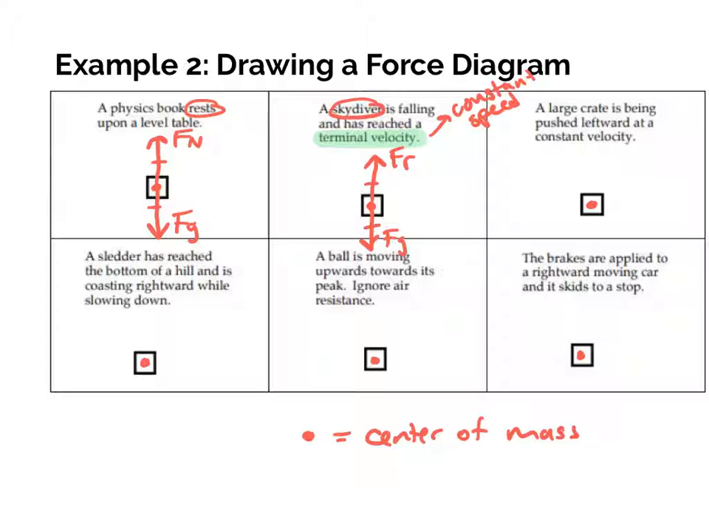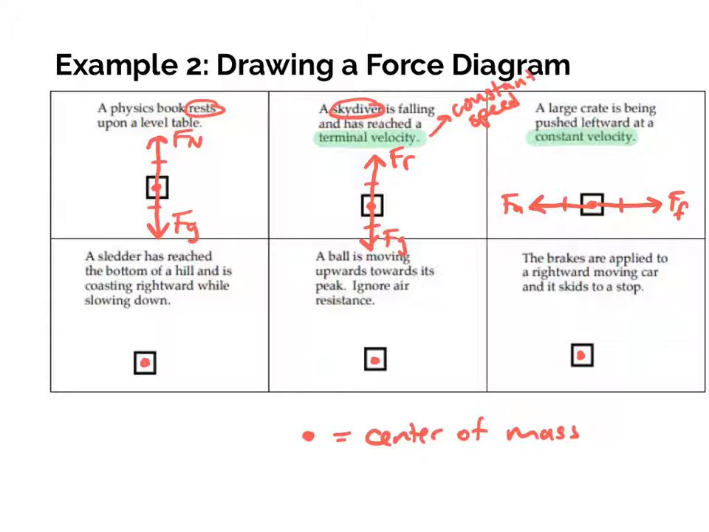Next one. All right, a large crate is being pushed leftward at a constant velocity. Okay, so if it's being pushed leftward, I know that means there's an applied force to the left. Now, if it's being pushed at a constant velocity, here's what that tells me. A constant velocity means all the forces must be balanced. So if there's an applied force to the left, that means friction must act against it. So I'll write FF for friction. And knowing that it's moving at a constant speed, those two forces must be equal.